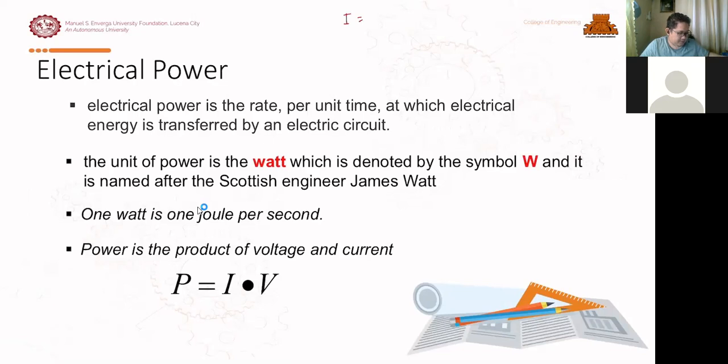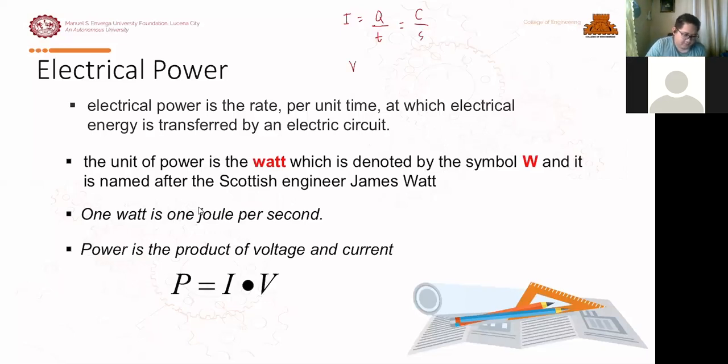Q over T. Okay, so Q over T. Thank you for the answer. So I is defined as Q over T, meaning our charge divided by time. So Q over T is charge per unit time. Okay? So what is the unit? Since we are talking about charge, we are referring to coulomb per second, or our ampere. Okay?